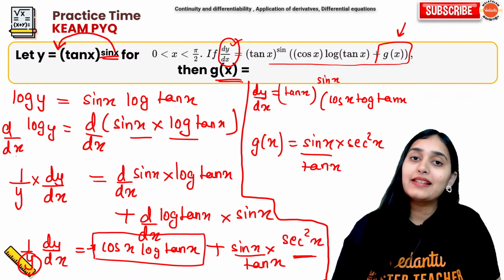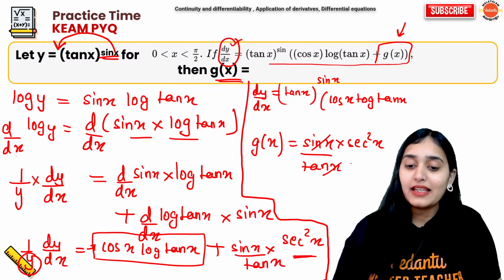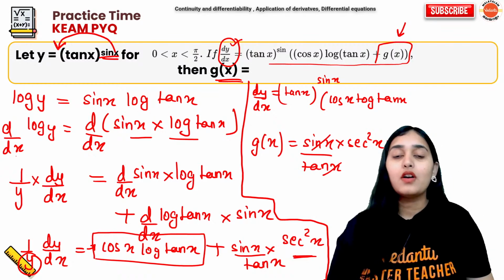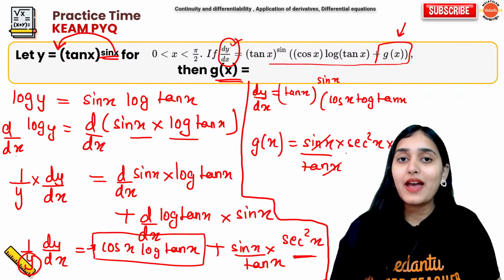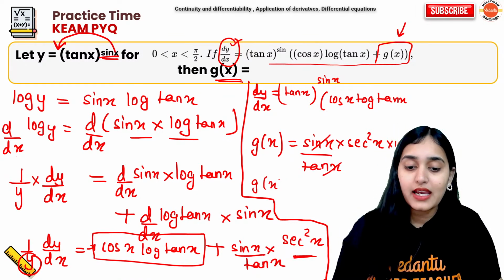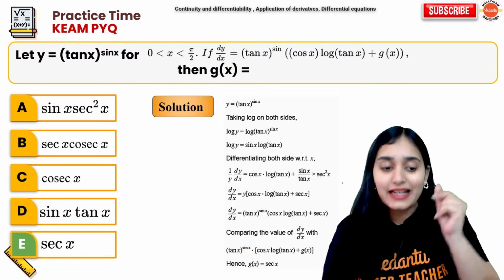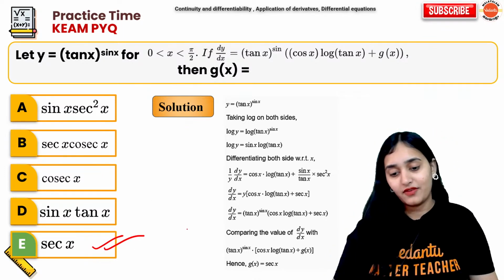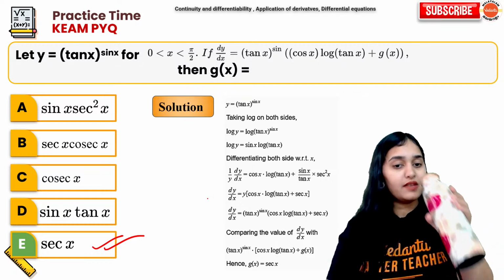So tan x is sin upon cos. So sin cancels and cos will go here. Now cos into secant square x is 1 upon cos. So g(x) is 1 upon cos x. So it is basically secant of x. So your answer is g(x) function is secant of x. Understood everybody?